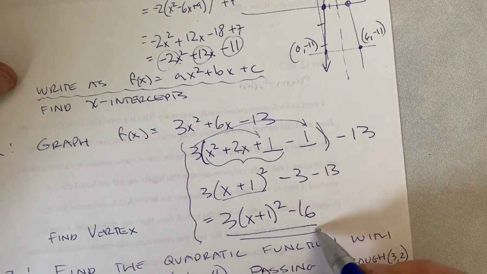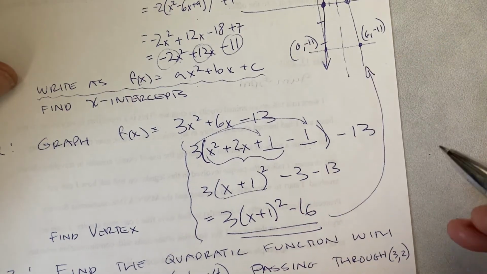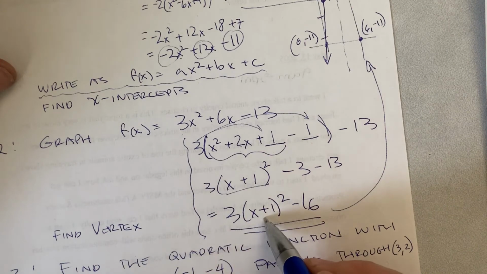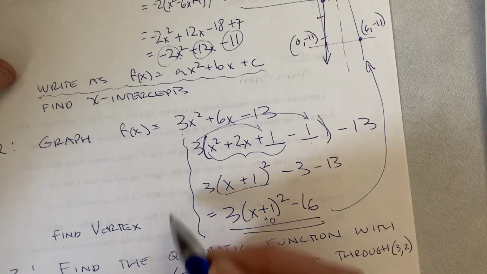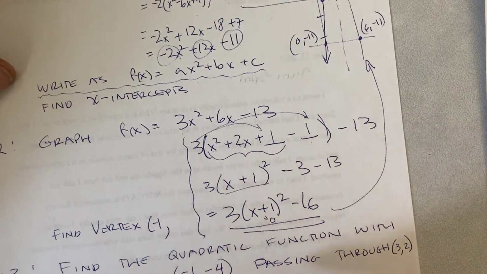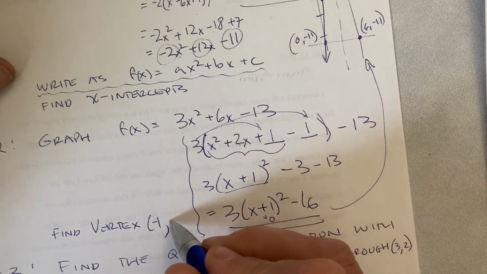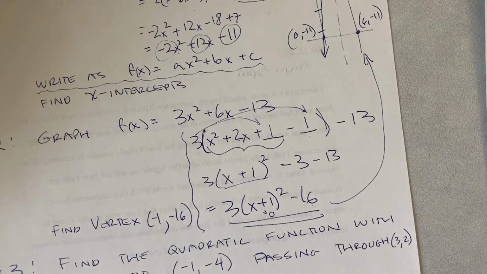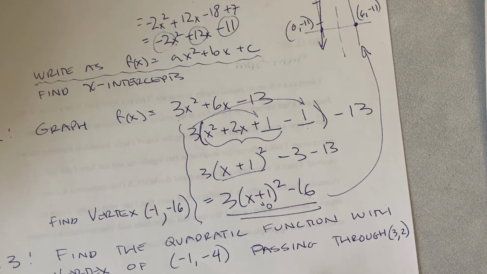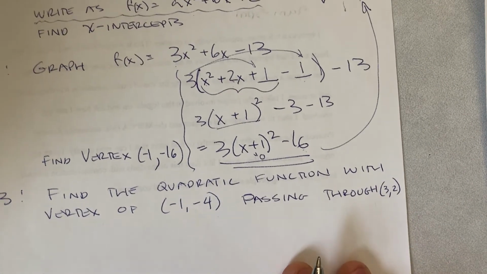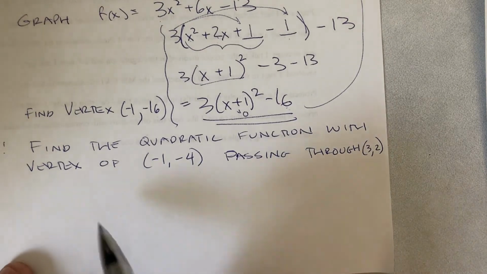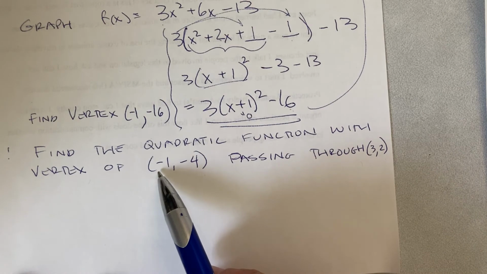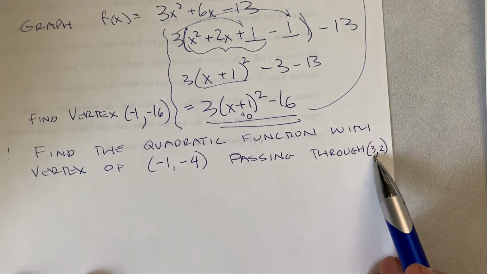And I could graph this just like I did this one up there. To find the vertex, when is this equal to 0, you ask? At minus 1. And this is the other coordinate then for the vertical shift. And so the vertex is at -1, -16. Okay? So the last question here is, find the quadratic function with a vertex of -1, -4 passing through 3, 2.